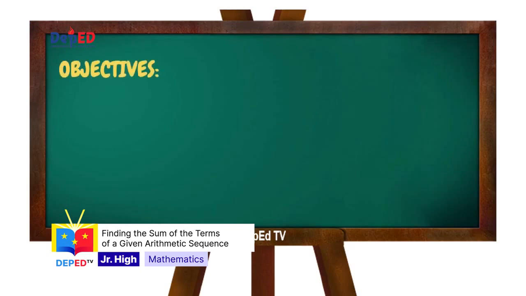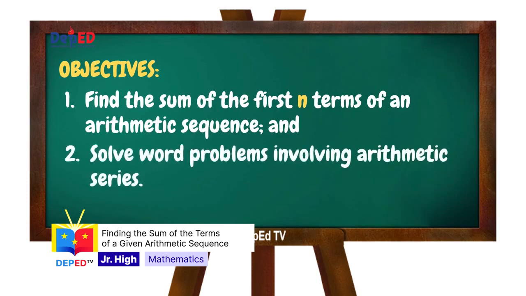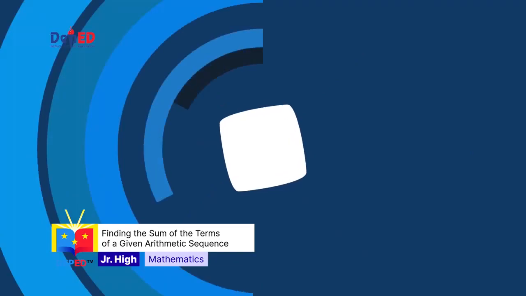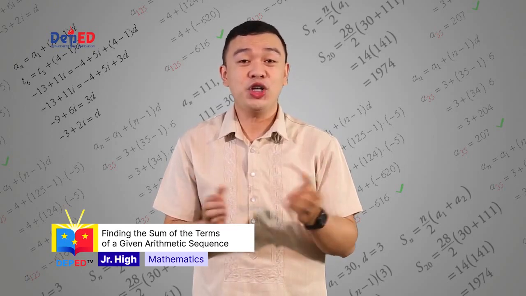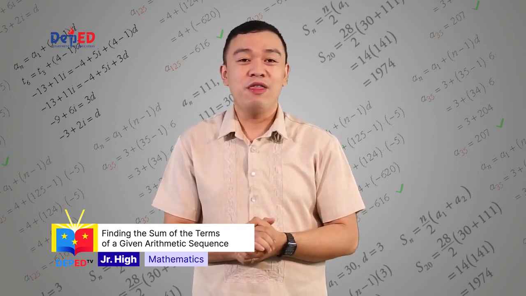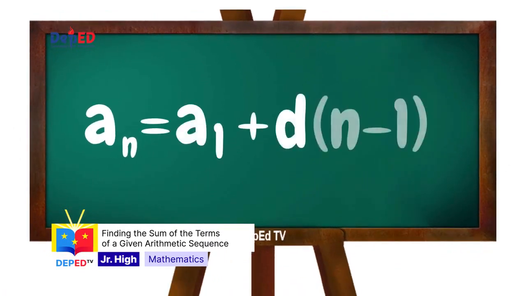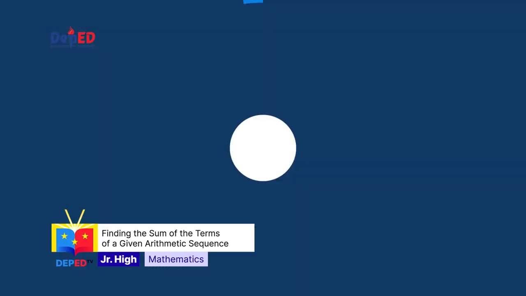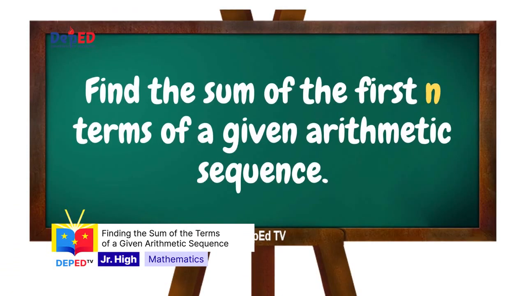For this lesson, you are expected to, first, find the sum of the first n terms of an arithmetic sequence, and second, solve word problems involving arithmetic series. In the previous episode, it was discussed that to find the nth term of an arithmetic sequence, the formula a sub n is equal to a sub 1 plus d times n minus 1 can be used. In this episode, we will discuss how to find the sum of the first n terms of a given arithmetic sequence.